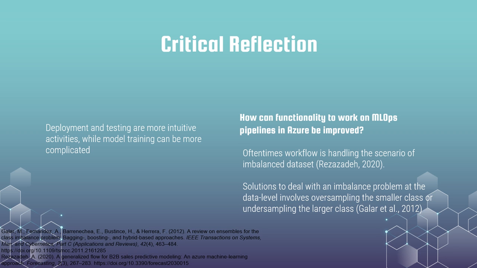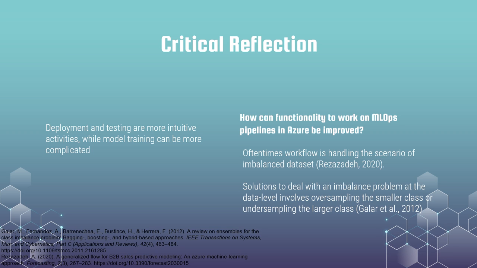And how can functionality to work on MLOps pipelines in Azure be improved? I did a little bit of research on this, and I found that some papers talk about how oftentimes the workflow is handling the scenario of imbalanced datasets and will result in skewed results. An imbalanced dataset is characterized by having more instances of a certain class compared to others. There are definitely solutions proposed to solve the problem.